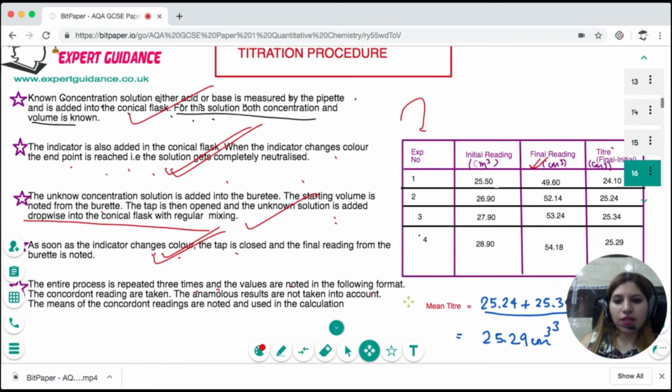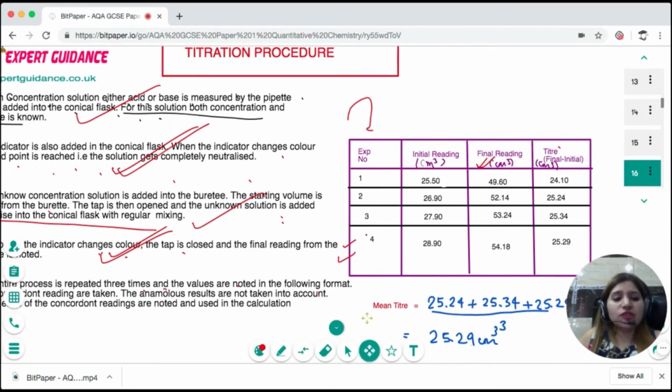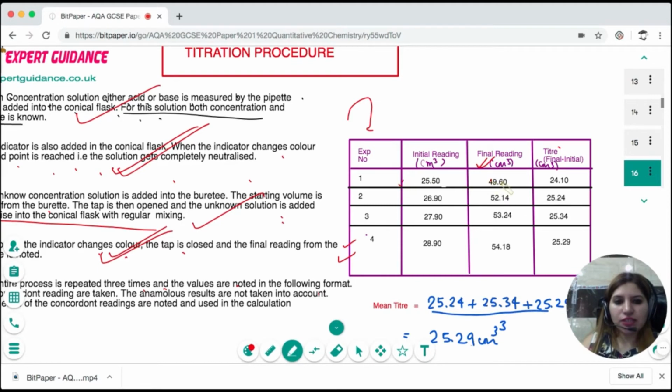The entire process is repeated 3 times and the values are noted in the following format, and we take the concordant readings. Concordant readings are any two readings which have a difference of 0.1 or 0.2. Generally the first reading is not taken into consideration. It's a rough reading. So if we see the start volume we got as 25.7, final at 49.6, we subtract the two values and this is what we get as the titer.